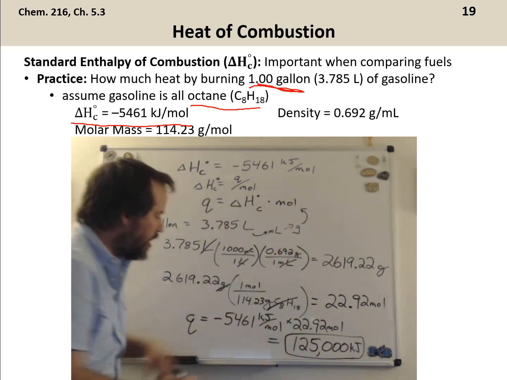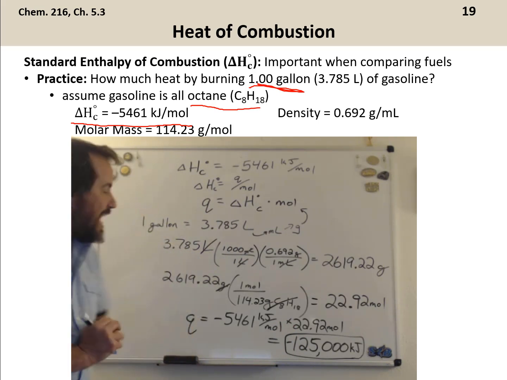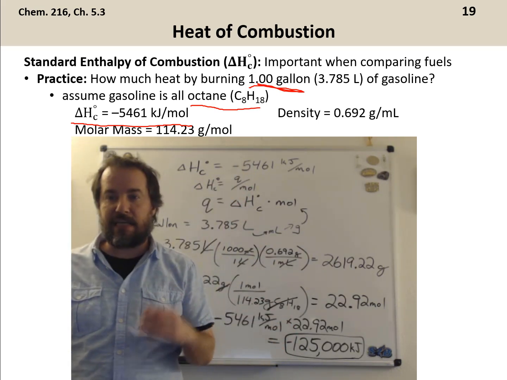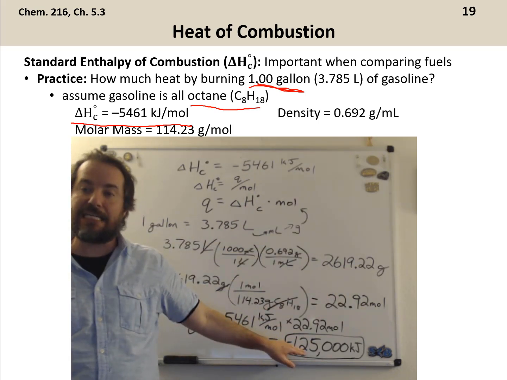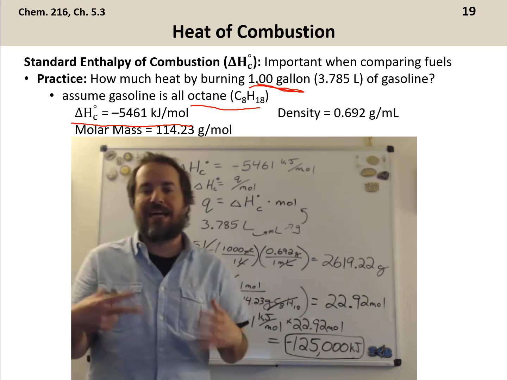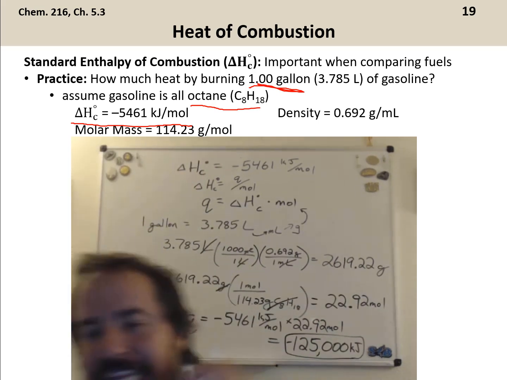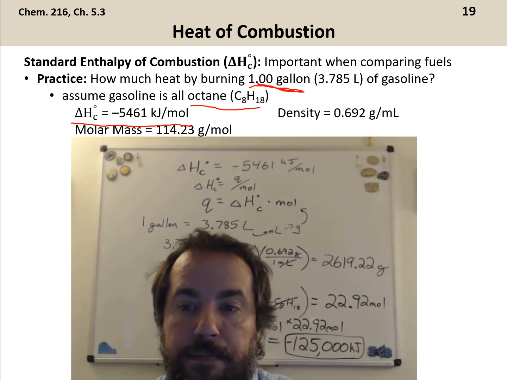It's negative here because it's producing it. All right, now notice I burn 1 gallon of gasoline if I go about 30 miles. I'm producing a lot of heat. That's why we do it, because burning that octane gives us a lot of heat, a lot of energy, and that's what drives our car.